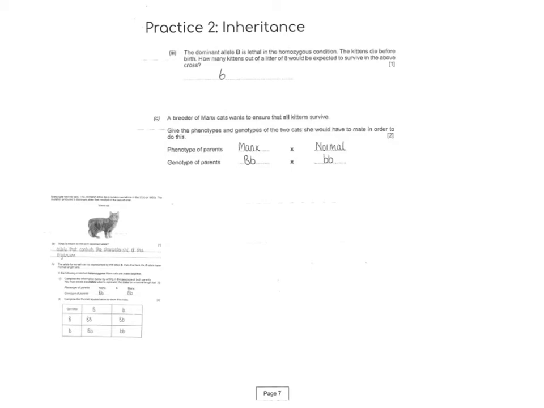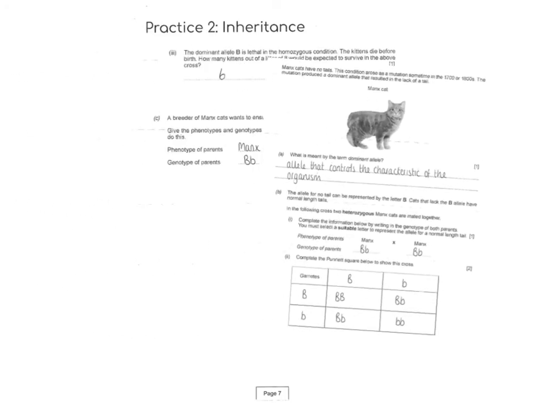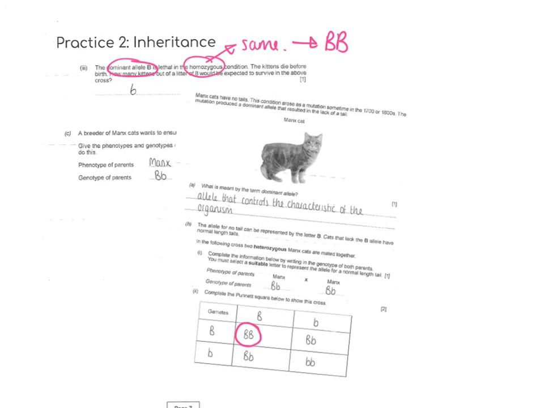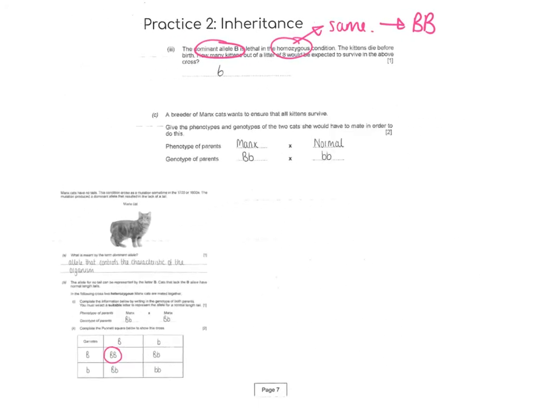The dominant allele is lethal in the homozygous condition. The kittens died before birth. How many kittens out of a litter of 8 would be expected to survive in the above cross? So we need to go back to the question. We're looking at the homozygous condition. If it's homozygous, it's the same, but we're looking at the dominant, so I'm looking for when it's big B. In the cross, only 1 out of 4 has the dominant homozygous condition. So that one would die out of a litter of 4. But we're looking at a litter of 8, so I'm just going to double it. So 2 of them would die, which means 6 of them would survive.